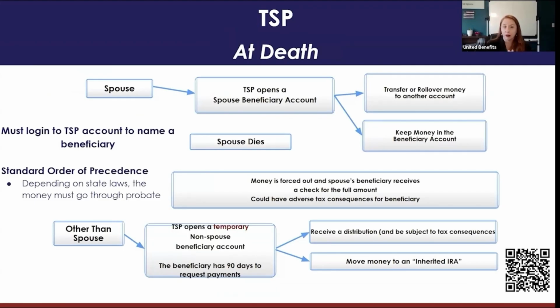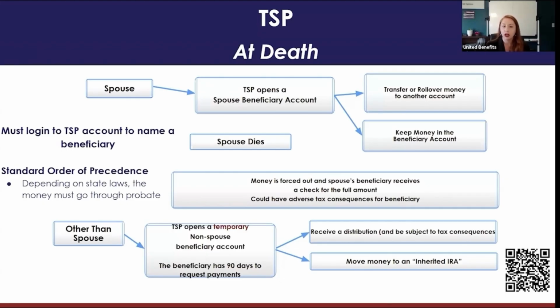If you have a spouse named, then the TSP will open a spouse beneficiary account. Your spouse can then transfer or roll over the money into another account, or they can keep the money in the beneficiary account. And when your spouse dies, whoever is named as their beneficiary receives their money. However, if someone other than a spouse is named, then the money is forced out with a full check within 90 days if nothing happens.